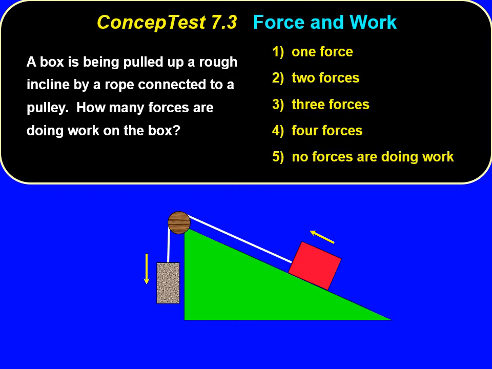Okay, I think this is our last one. A box is being pulled up a rough incline by a rope connected to a pulley. How many forces are doing work on the box? Okay, pause it. Draw a quick free body diagram, just roughly, and see what you think the answer is.